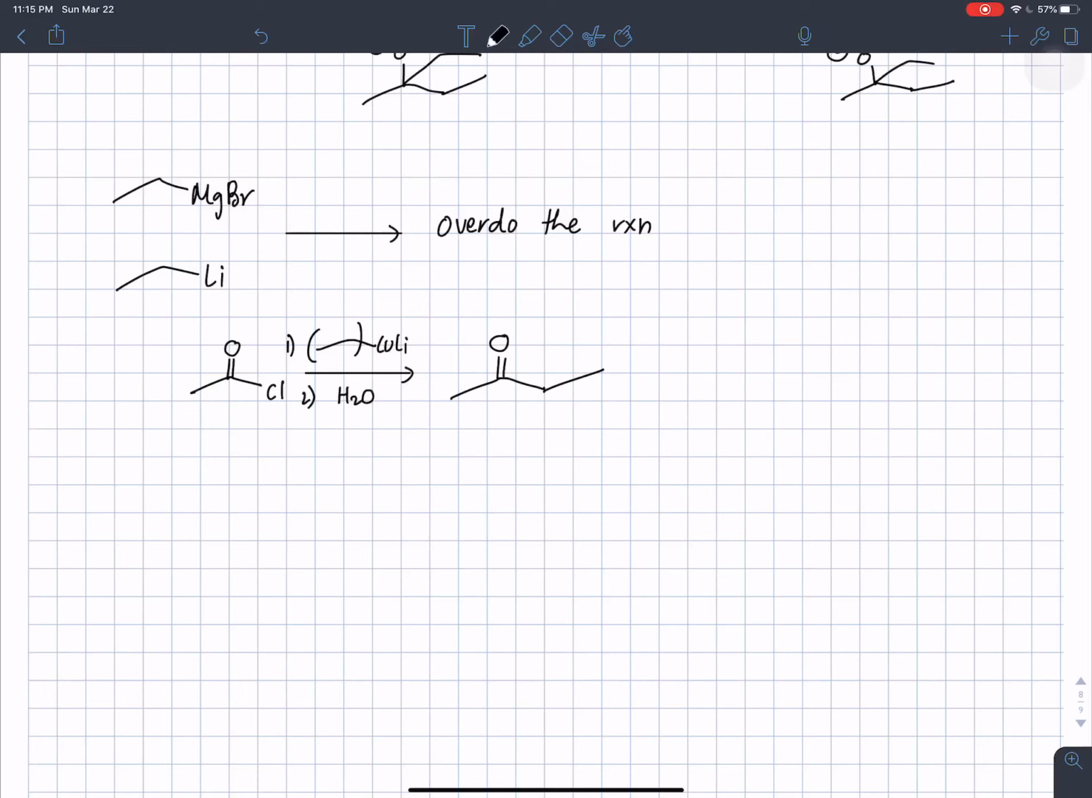MgBr and Li will overdo the reaction. Let me show you an example again. The same example we used here.